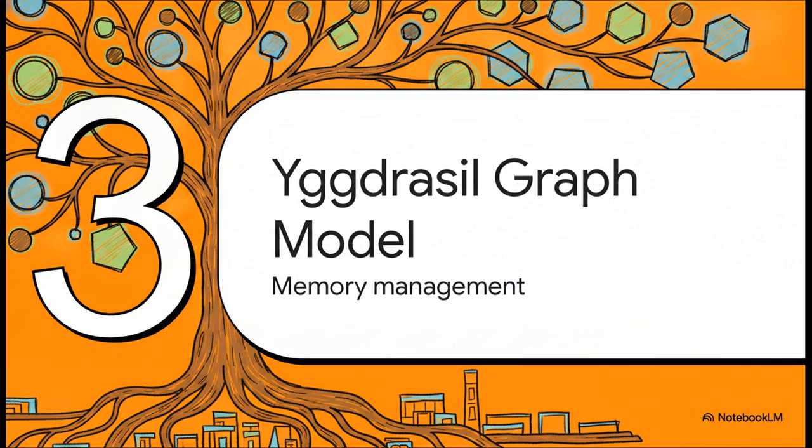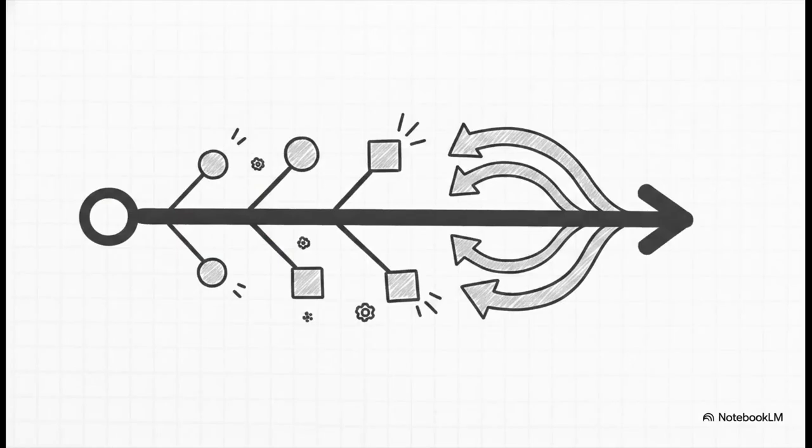Section 3. The Yggdrasil graph model and memory management. So in Merg-E, ambient authority and data are managed through a directional acyclic graph, a DAG. Think of it kind of like a one-way flowchart, starting from a root scope.